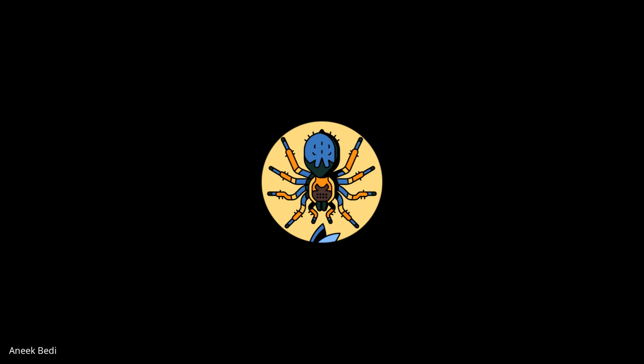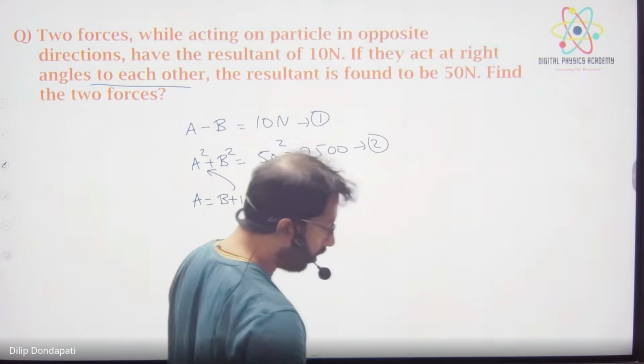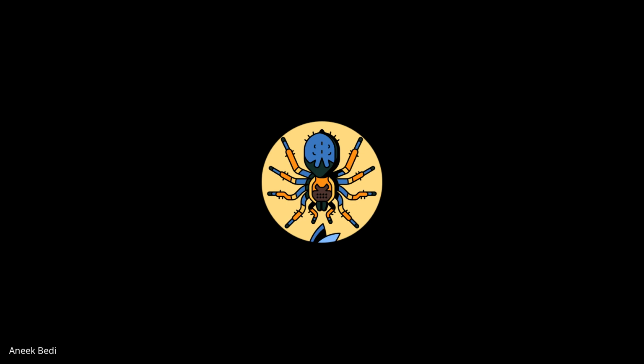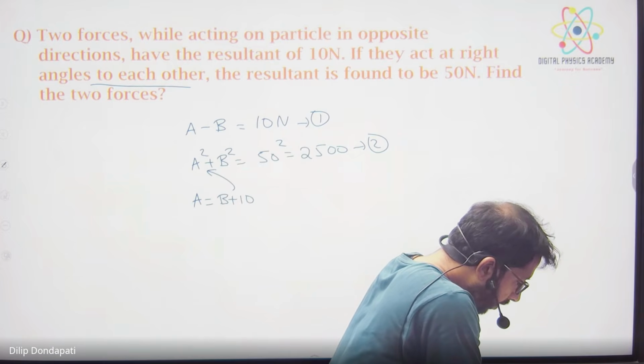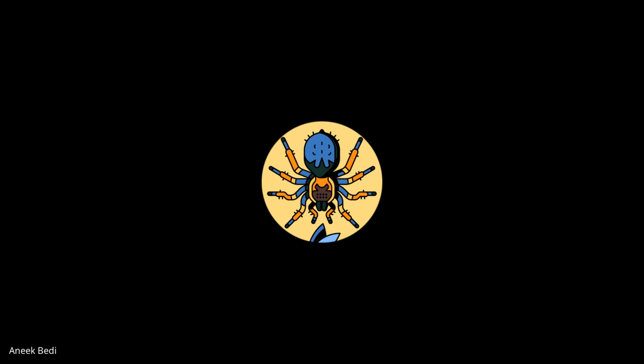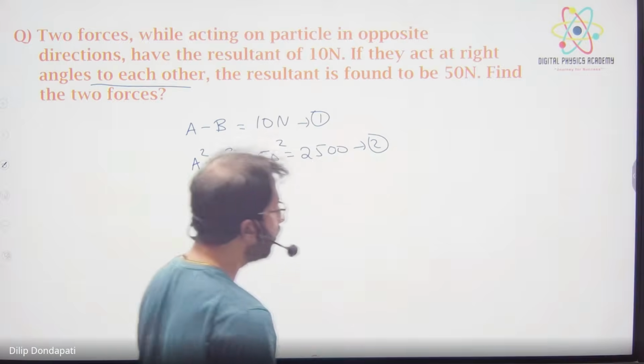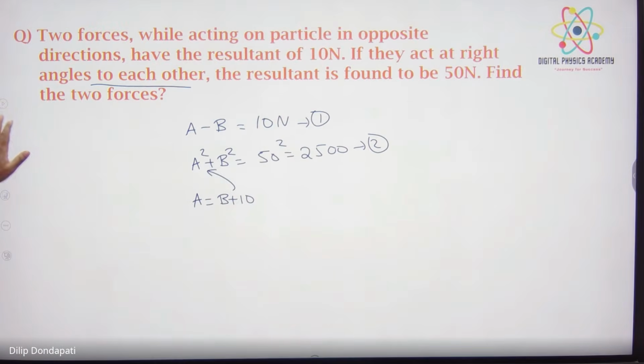So two values we get, A value and B value. B value, how much you got? B value 30 and minus 40. Yeah, 30. Positive value will be taken. Okay. Next. A value will be 40. Yes. Okay. Next.